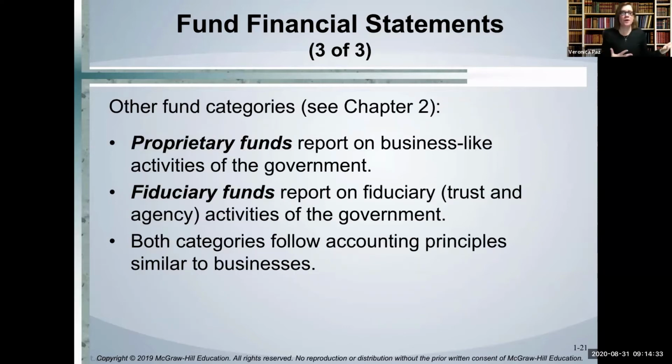Okay, then we have proprietary and fiduciary funds. So proprietary funds are business-like activities of the government, and fiduciary is your trust and agency activities, right? And they both have to follow accounting principles very similar to a for-profit business.